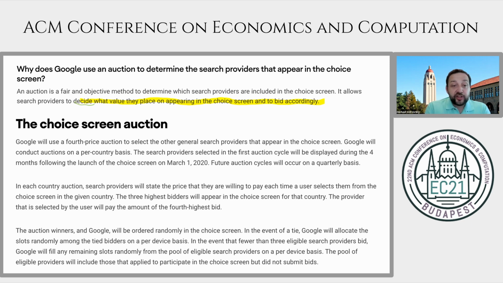etc. In each country auction, search providers will state the price, and again, I'm going to slow down, state the price that they're willing to pay each time a user selects them from the choice screen in the given country. The 3 highest bidders will appear in the choice screen for that country. The provider that is selected by the user will pay the amount of the 4th highest bid.